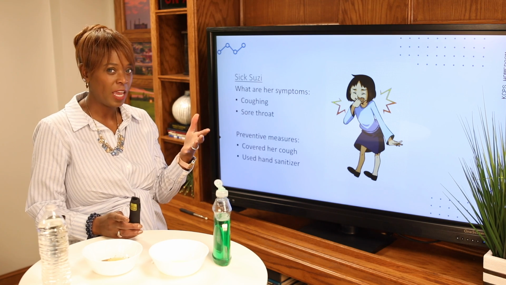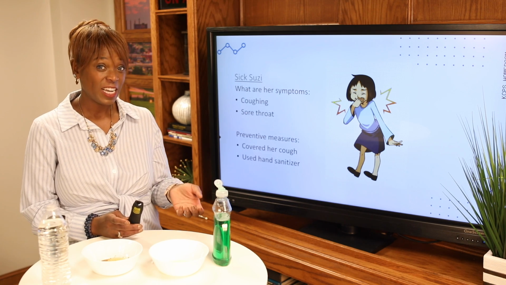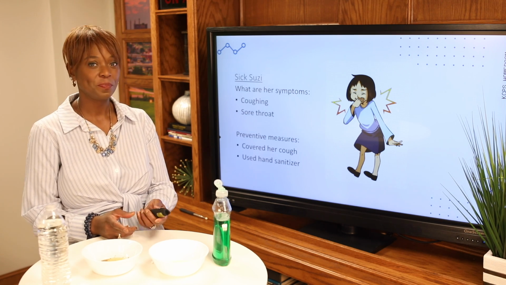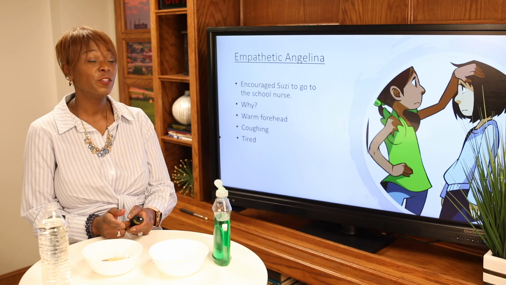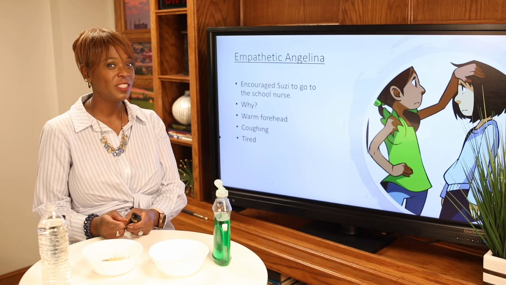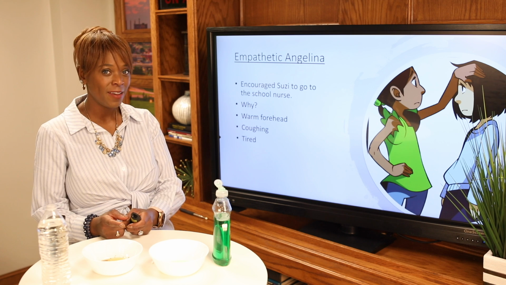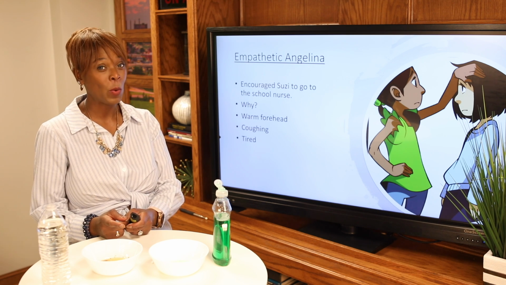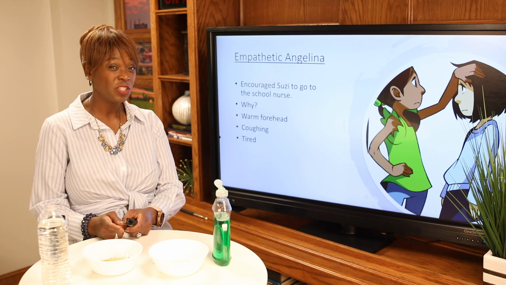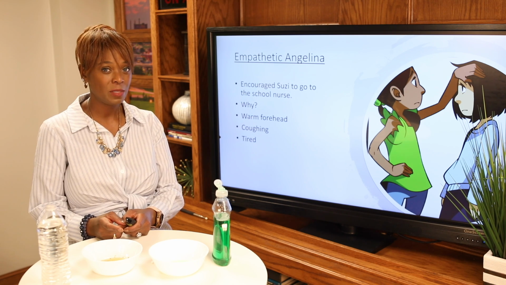But guess what happened to that hand? Yes, it got germs on it. She used hand sanitizer to get rid of those germs, but she said she still wasn't feeling well. Then she went over to empathetic Angelina. When she was with Angelina, Angelina noticed that her friend felt so sick. She put her hand on Susie's head and then she noticed that she felt warm. It's possible she has a temperature. So empathetic Angelina encouraged Susie to go to the school nurse and tell her about her symptoms.